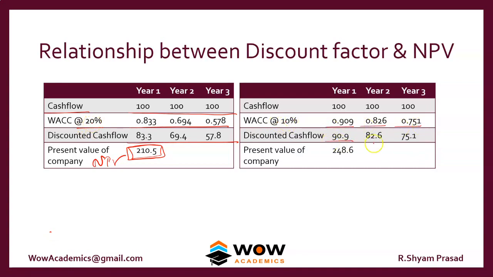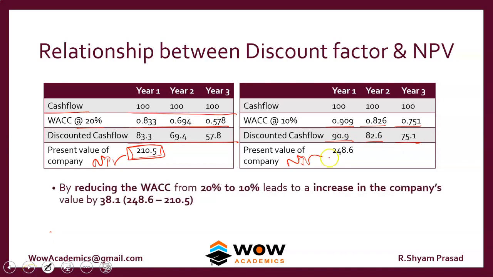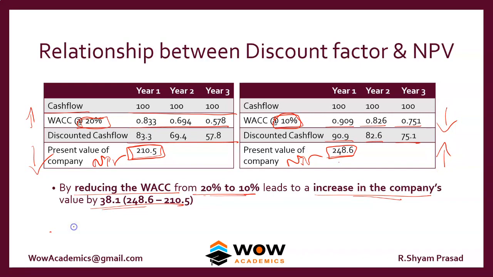These are the discount factors. These are the cash flows. So this is our NPV. Look at our NPV now. NPV has become 248.6. By reducing the WACC from 20 to 10, it leads to an increase in the company's value by 38.1. If you deduct this answer from this answer, you will get 38.1. So it's very clear: if your WACC is higher, your NPV will be lower. If your WACC is lower, your NPV will be higher. So they are inverse in nature.